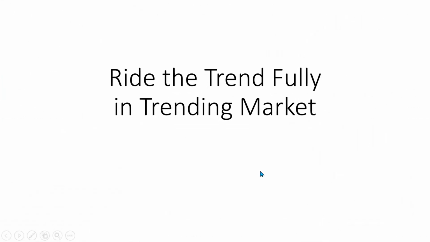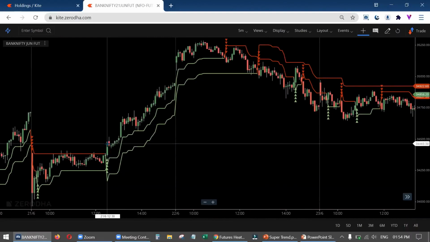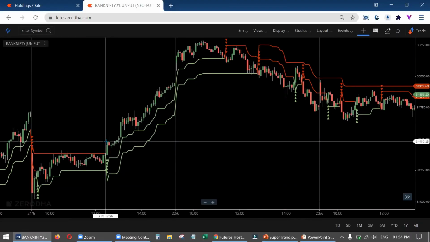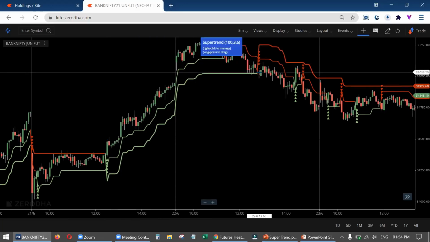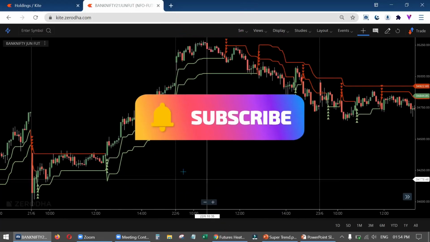Now riding the trend fully in the trending market would be our primary intention. That is the primary purpose of using this Supertrend. A Supertrend allows you to ride such long trends because of the large ATR period we have used. So you can see it is allowing you to ride from 34,480 in Bank Nifty till almost 35,000, right? So that's how you would use this.